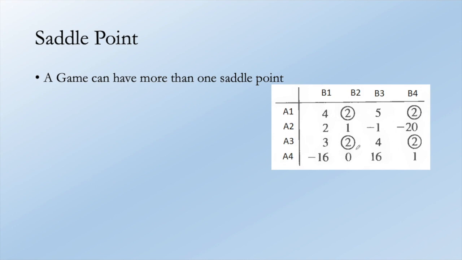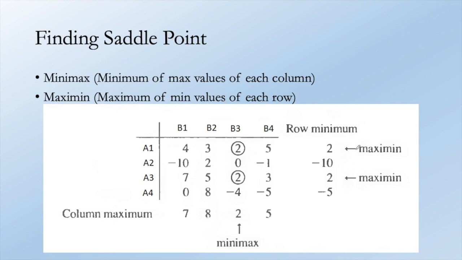Now, how to find a saddle point? To find a saddle point, we apply a principle called minimax and maximin. Let us first start with minimax. So, what is the minimax principle? Minimax is composed of 2 terms: the minimum of the maximum values. So, why the minimum of maximum values?